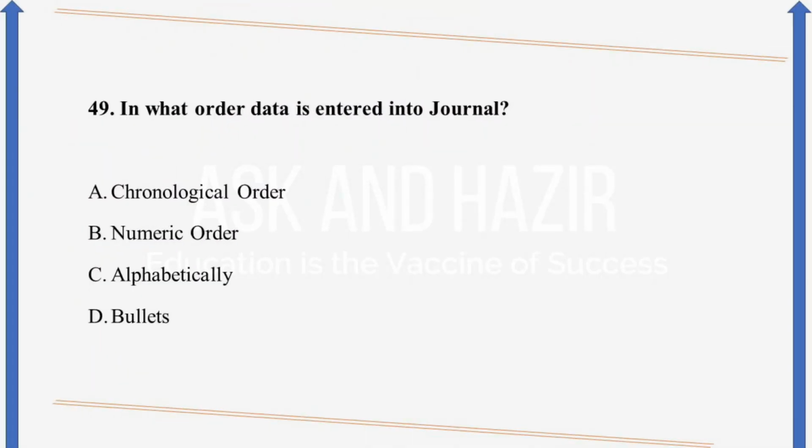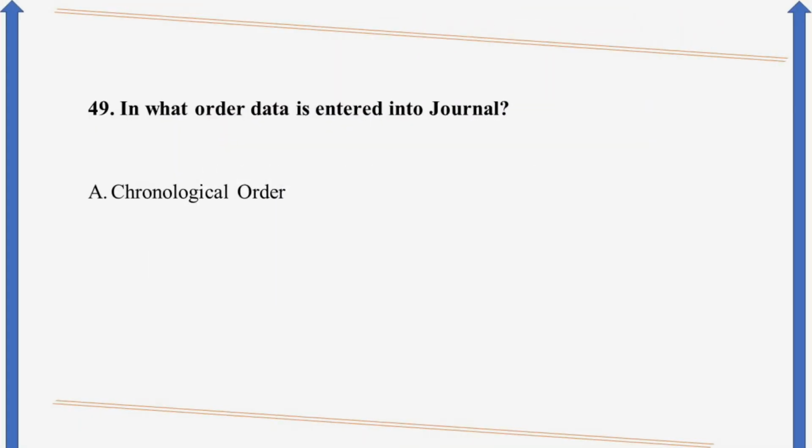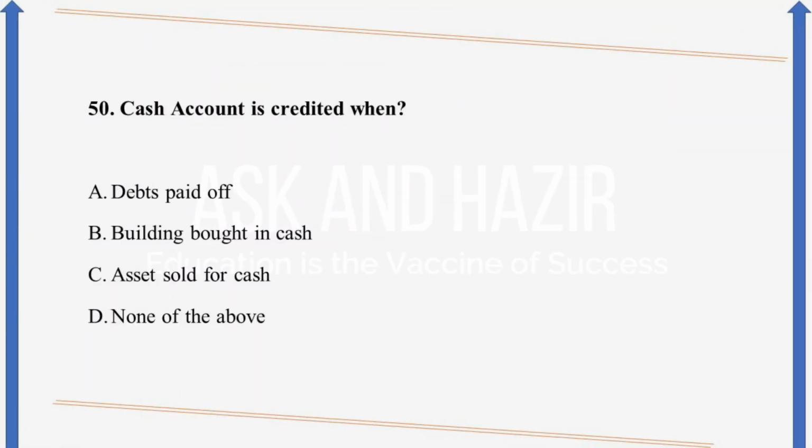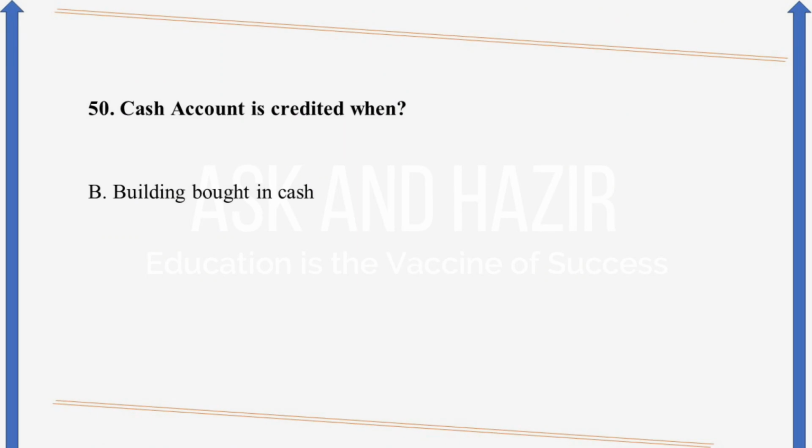49. In what order is data entered into the journal? Chronological order. Numeric order. Alphabetically. Bullets. Answer, A. Chronological order. 50. Cash account is credited when? Debts paid off. Building bought in cash. Asset sold for cash. None of the above. Answer, B. Building bought in cash.